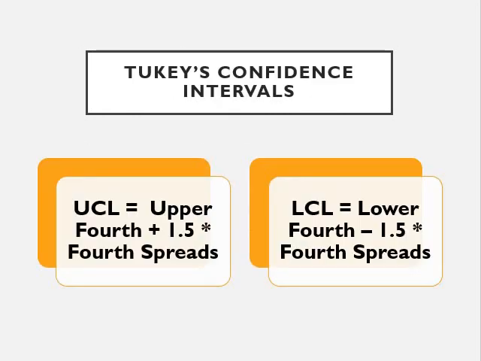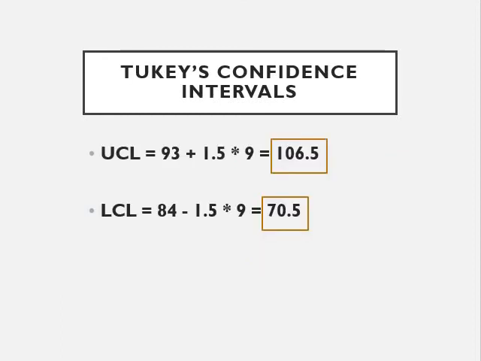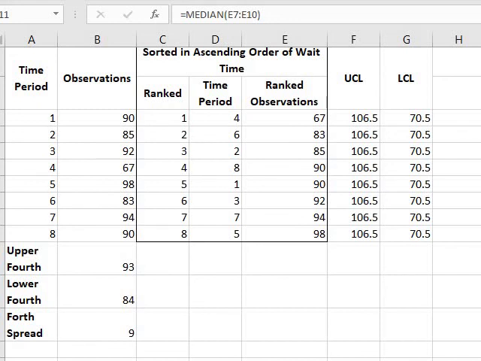Now we're going to calculate our upper and lower control limits because we have our lower fourth, our upper fourth, as well as our fourth spread. The upper control limit is calculated by upper fourth plus 1.5 times fourth spread, and the lower control limit is lower fourth minus 1.5 times fourth spread. Specifically for our question, the upper control limit is 106.5, and the lower control limit is 70.5. Now I will show specifically in Excel how I was able to answer this question.